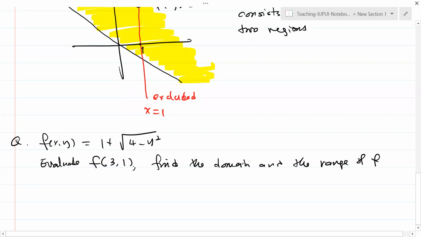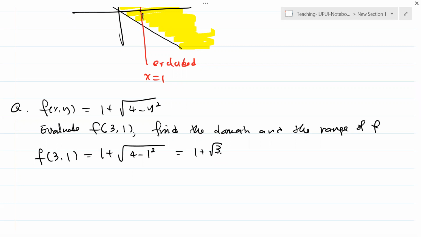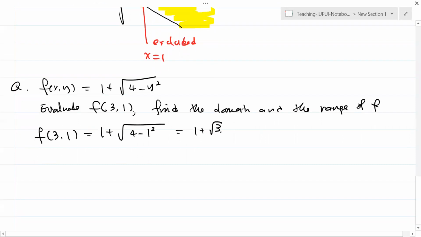The range is a little bit difficult to find. The domain, I think, is easy to find. So first of all, you evaluate this, right? When x equals 3, y equals 1, so it's 4 minus 1 squared, and that is going to be 1 plus the square root of 3. I cannot simplify it further. It has a value. So that means the point with coordinates (3, 1) is in the domain.